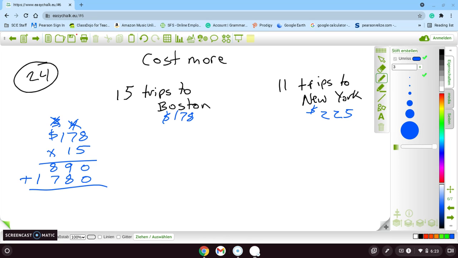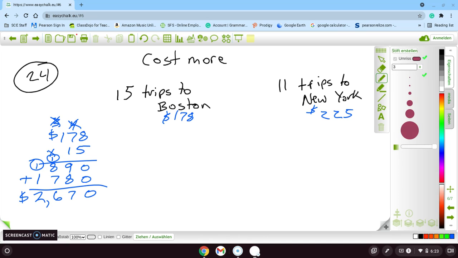Add them up. Two partial products. Zeros. 9 and 8 is 17. Regroup my 1. 1 plus 8 is 9. 9 plus 7 is 16. Regroup my 1. 1 plus 1 is 2. So 15 trips to Boston is $2,670.